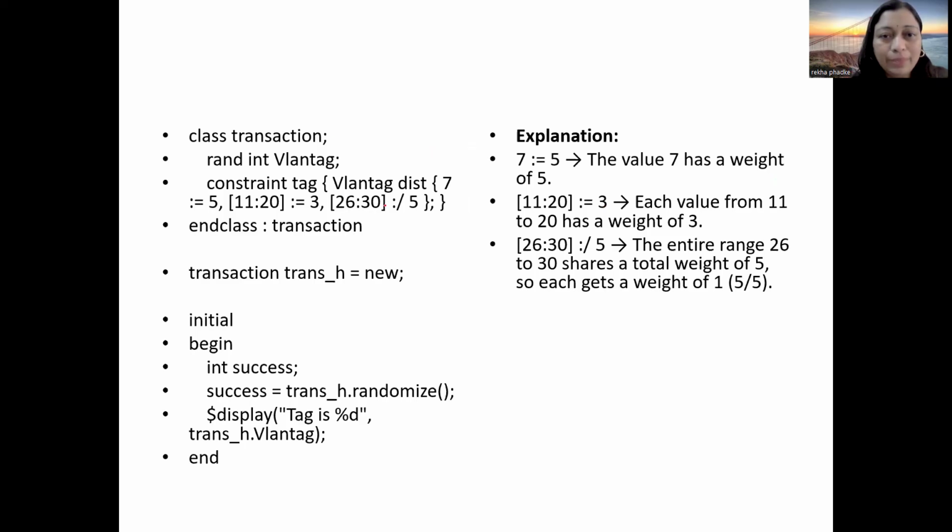So here is one more example. See in this VLAN tag dist, 7 colon equal to 5, I'm saying the value 7 has a weight of 5, and 11 to 20 has a weight of 3. So each value from 11 to 20 will get a weight of 3, and for 26 to 30, I've given it as colon slash 5. So the entire range 26 to 30 shares a total weight of 5, because 26 to 30 is 5 values, right? So 5 by 5, each gets a weight of 1 because they share a total weight of 5 distributed among the 5 values. So that is how this works.